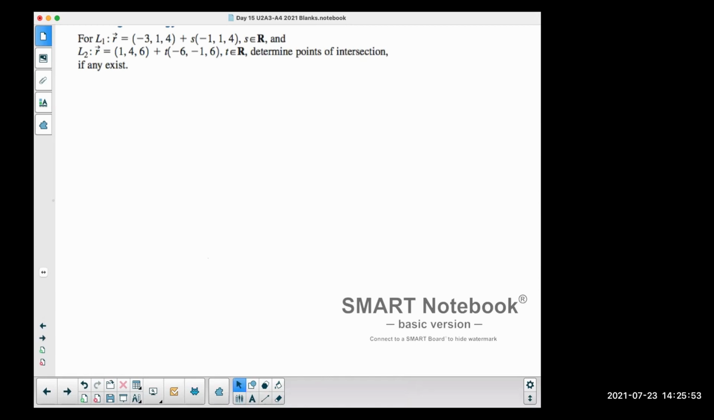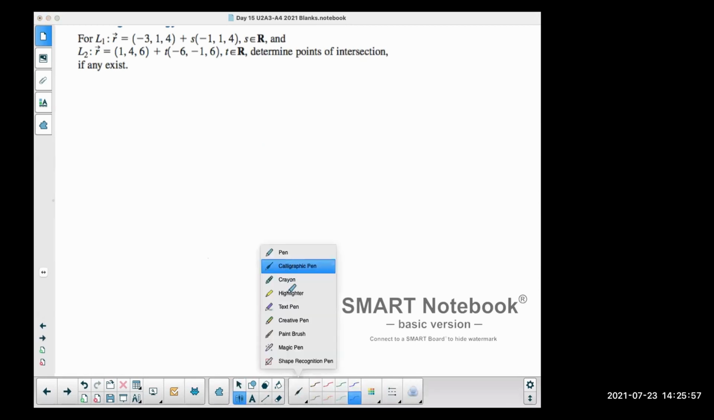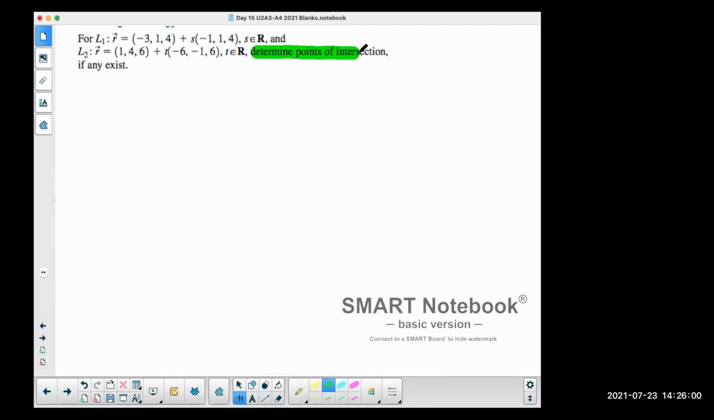We will give you 2 lines. You're given 2 lines, and you're asked to find whether there is a point of intersection or not. They're not going to tell you, right? So you have to solve the question to decide if they actually are intersecting at a point, or no, they're not meeting at a point, therefore they're skew.